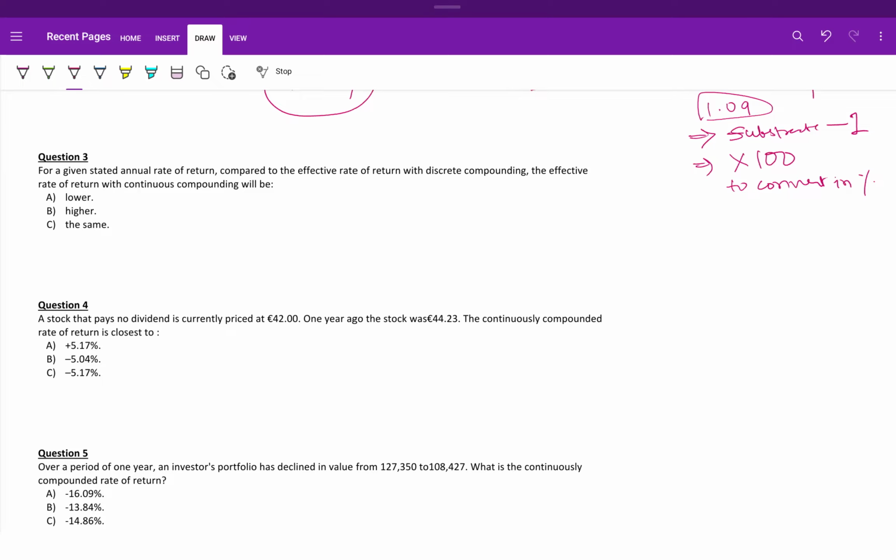Okay, so now the next question. For a given stated annual rate of return, compared to the effective rate of return with discrete compounding. So one is discrete and another is continuous. Discrete compounding is the opposite of continuous compounding.